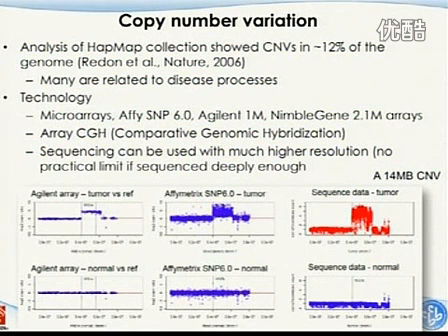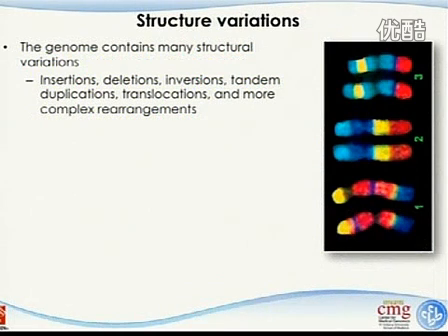But using sequencing, you can use it with much higher resolution and no practical limit if the sequence is deep enough. Copy number variation has been a big issue recently, and we see that there's a recent publication in Nature, where they did the copy number variation analysis from the 1000 Genomes data, and we can go through that once we get there. Copy number variation is one type of structure variation. There are many other types of structure variation as well.